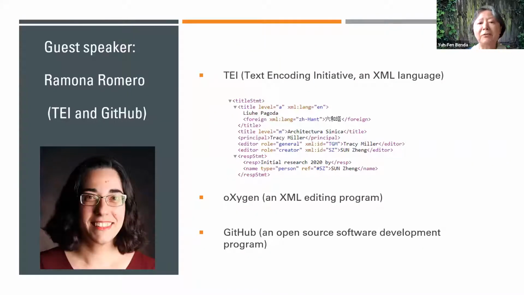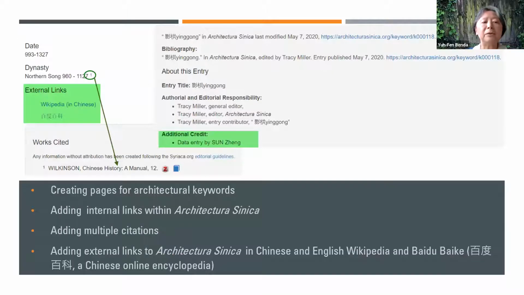In January, our first session, we had Ramona give our fellows an introduction to TEI and GitHub. After this session, the fellows learned by doing. They created pages for architecture keywords. They added links across different pages within the database, and they added bibliographic references using Zotero.